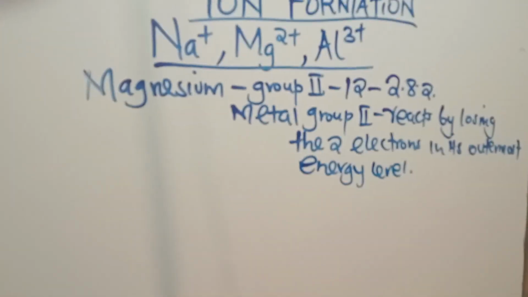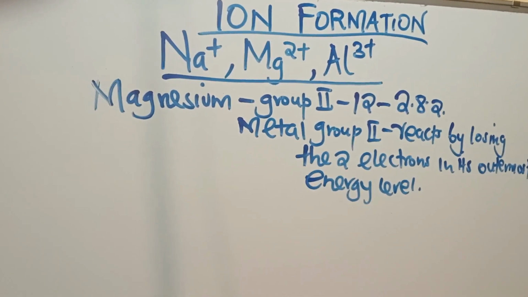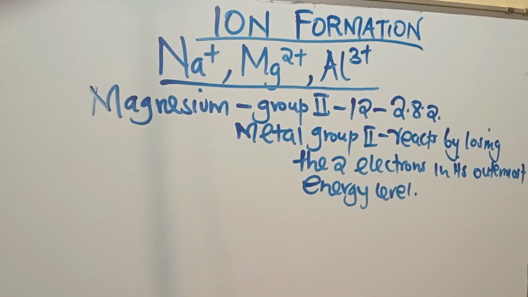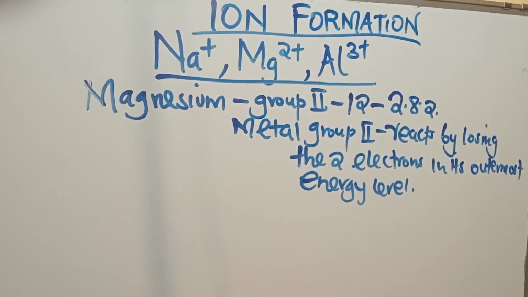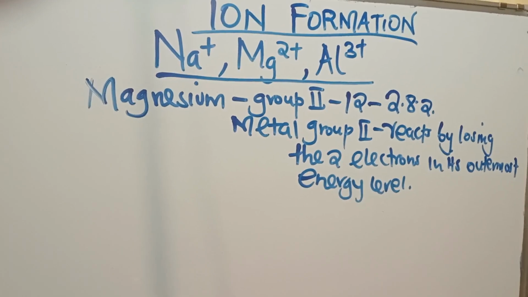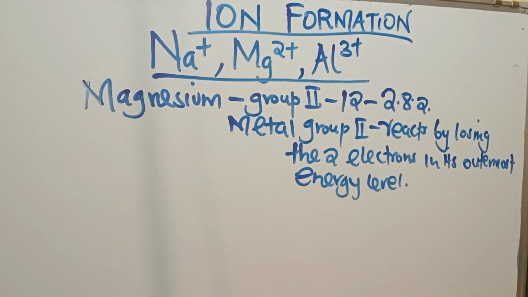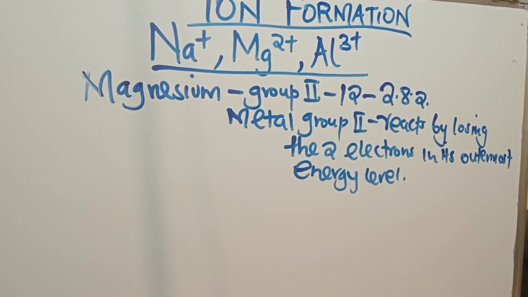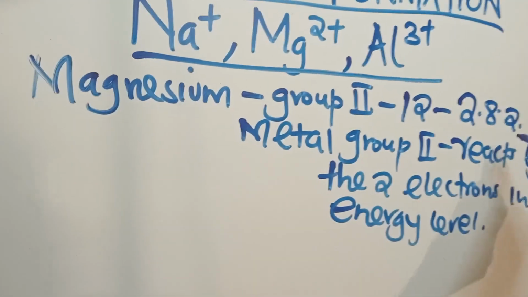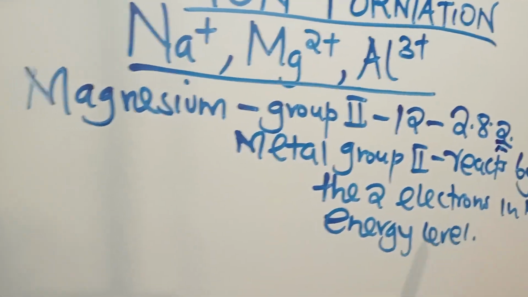So that is where we will begin, by noting that magnesium is in group 2, and group 2 elements are known as the alkaline earth metals. It has atomic number 12, electronic arrangement or electronic configuration is 2.8.2, and being in group 2, it reacts by losing the 2 electrons that are in its outermost energy level. So these are actually the 2 electrons that magnesium will be losing, these 2.